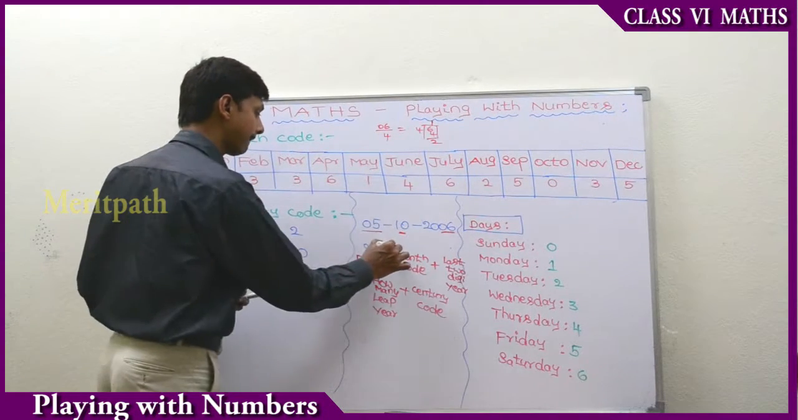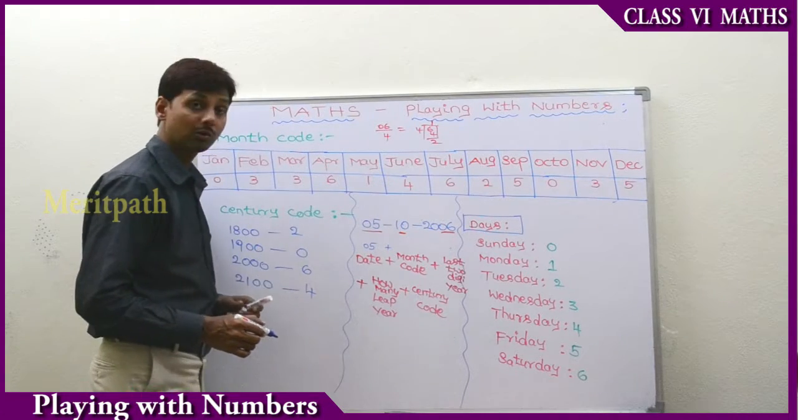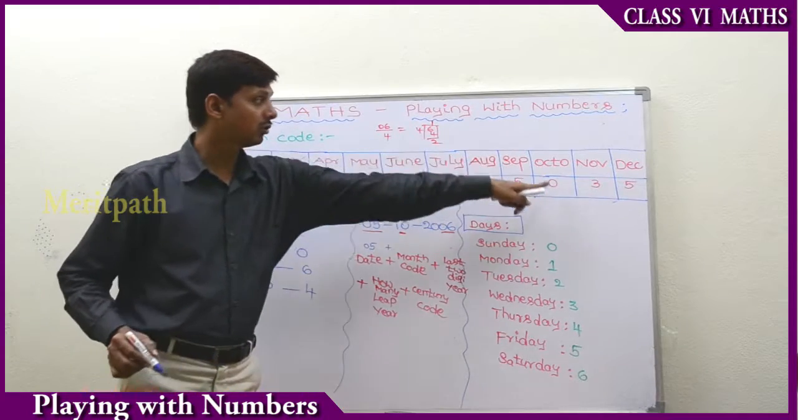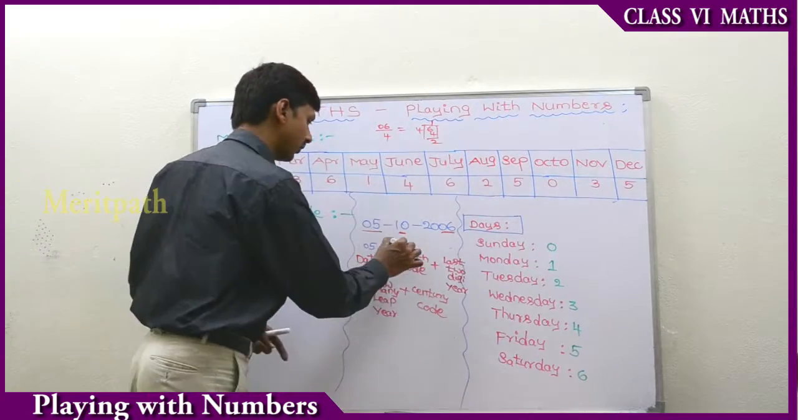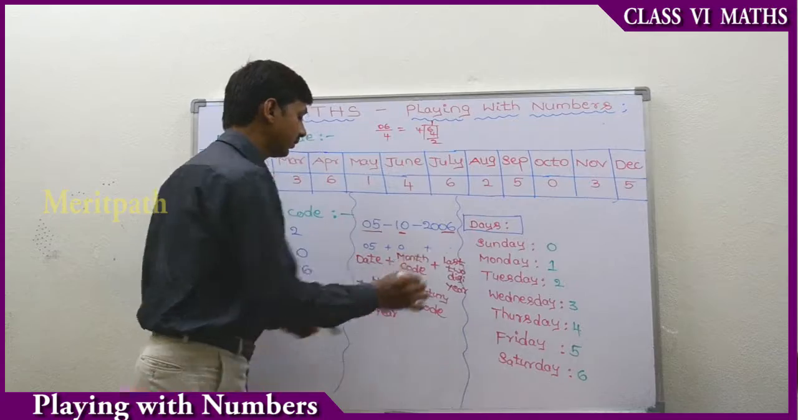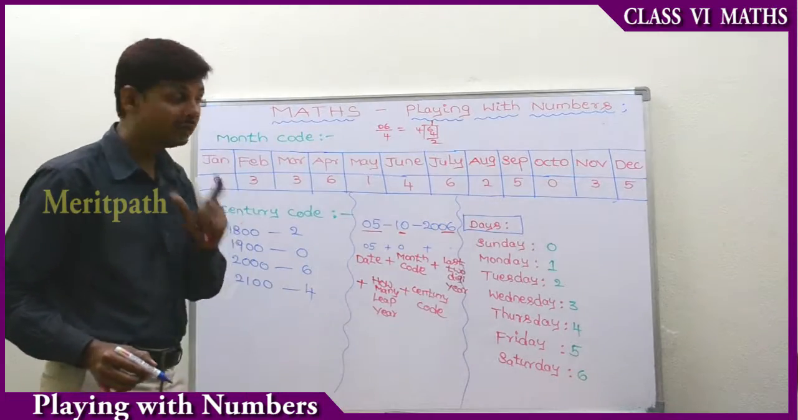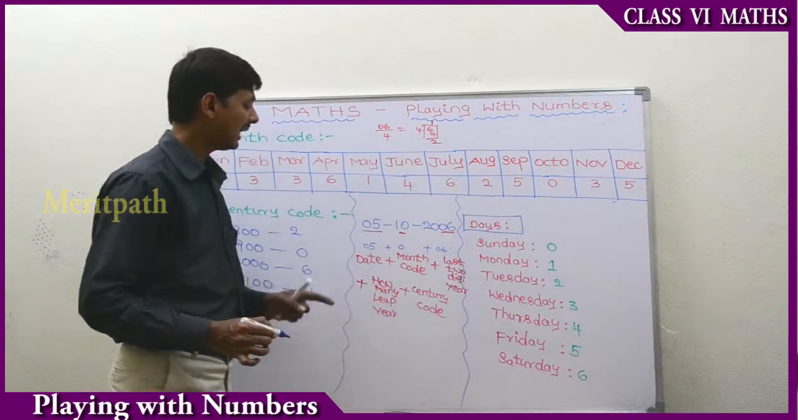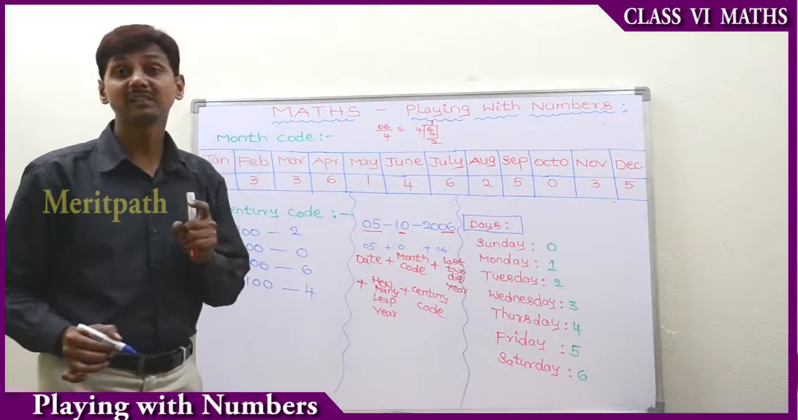Now the month code. The month is 10, October, and its month code is 0, so we add 0 to it. Then the last 2 digits of the year, that is 06, so let's add 06.